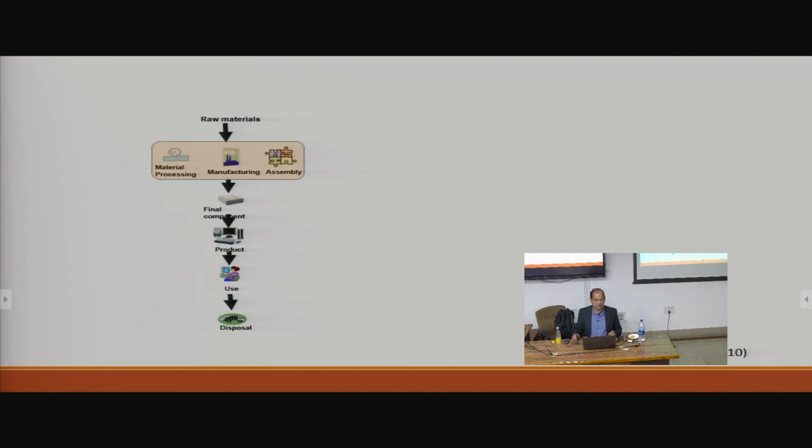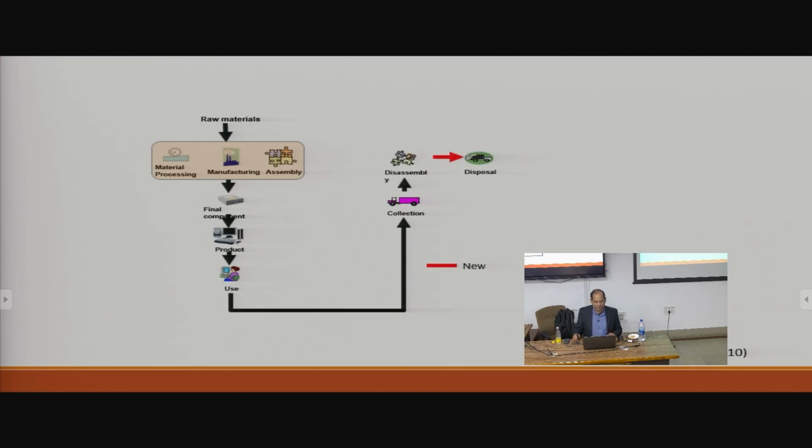From the top, you say raw materials go into material processing, which goes into manufacturing, assembly, and then your final component, which goes into a product, and then somebody uses it, and then disposes it. So we say, okay, after use, we take it back. Well, we can also collect, disassemble, and dispose it. So what's the benefit? Well, we shouldn't do that. If we do that, then we have essentially made a new product, a new component, right? When we collect it, we can put it back in the supply chain, we can reuse it, or we can remanufacture it.